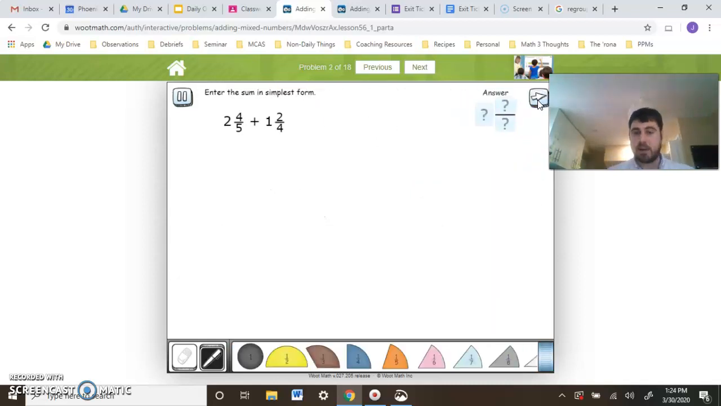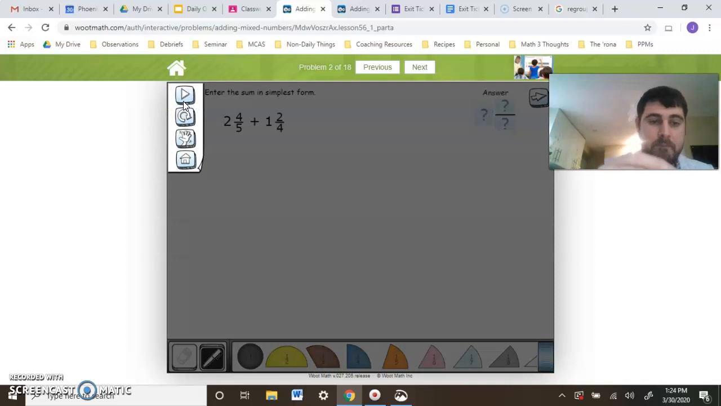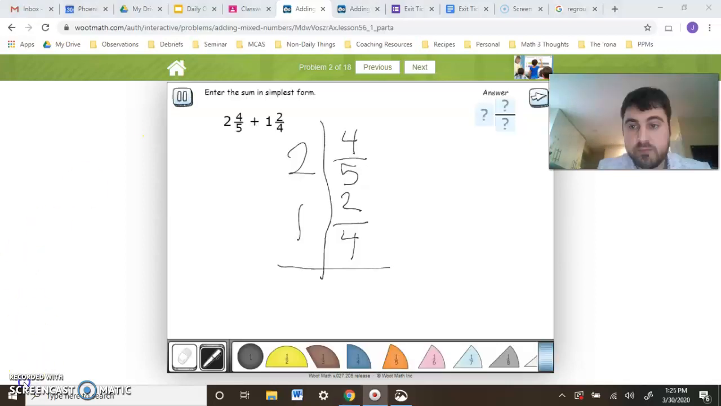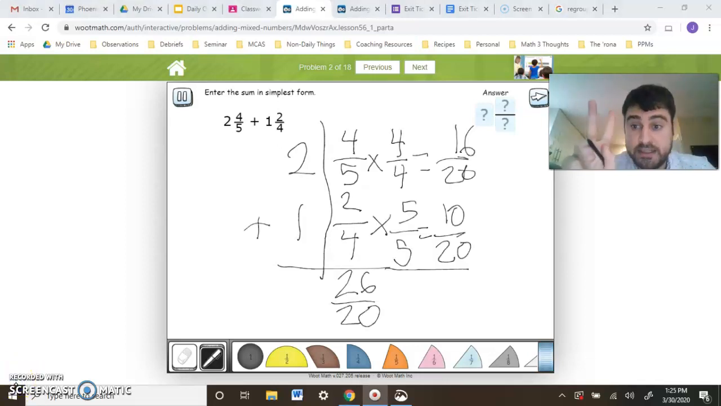Great. Next problem. Let's try this one on your own. I'm going to do each of the 3 steps now. This is step 1. Now we have step 2. That's where we combine our fractions. This is step 2. We've combined our fractions and gotten our improper fraction at the end.